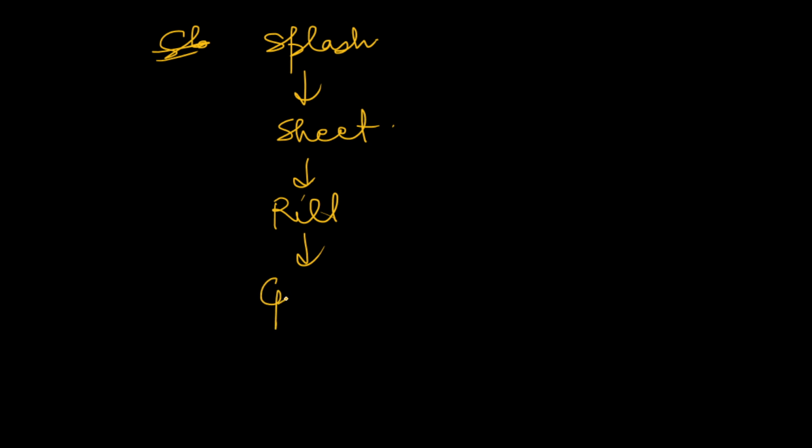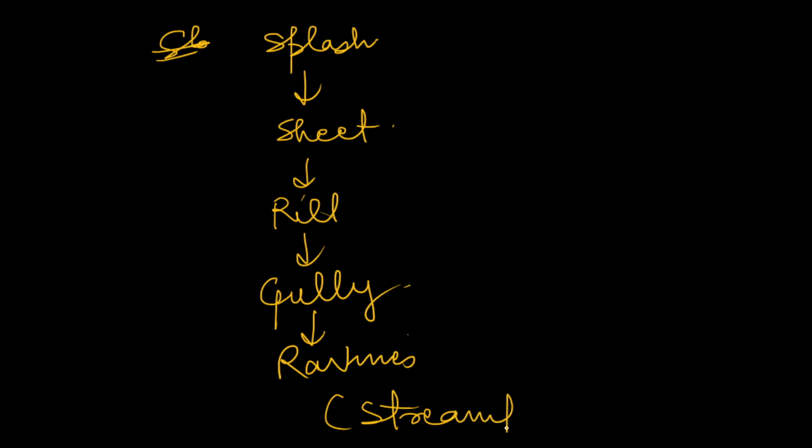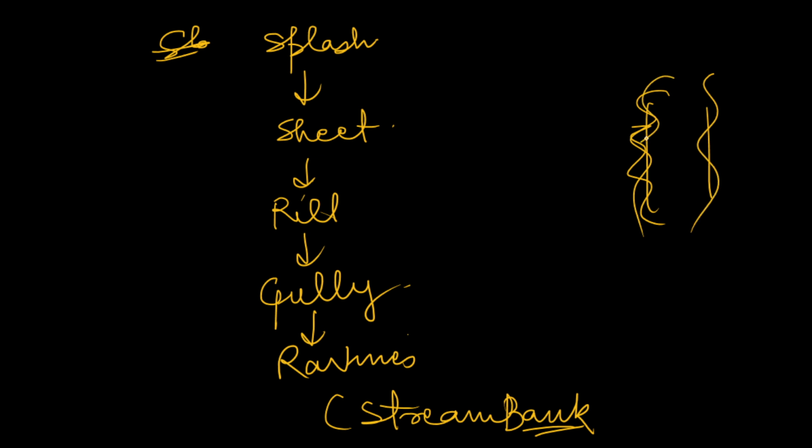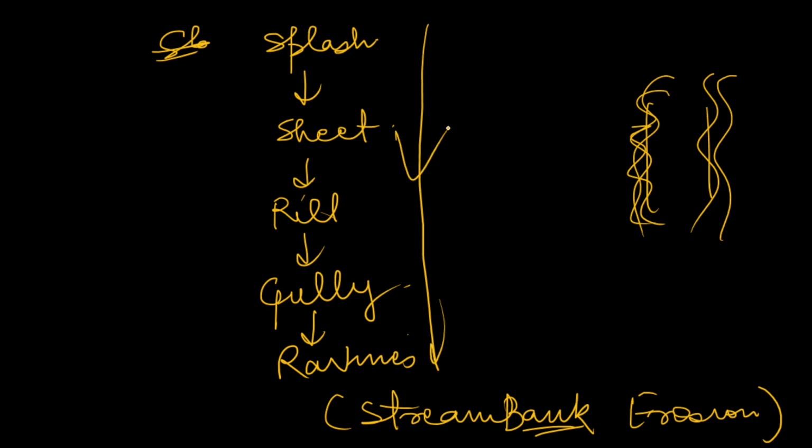It starts from splash erosion, then we have sheet, then rill, then gully, and at last ravines are formed. You can also add stream bank erosion, that is, removal of soil by streams or rivers from the bank. Suppose this is a river and this is the river bank; when the river flows, it will take some soil from this part. So stream bank erosion can be added. These are the forms of water erosion, and the intensity increases from top to bottom.